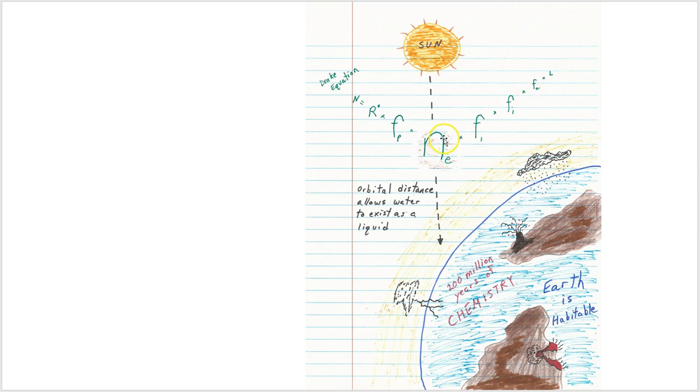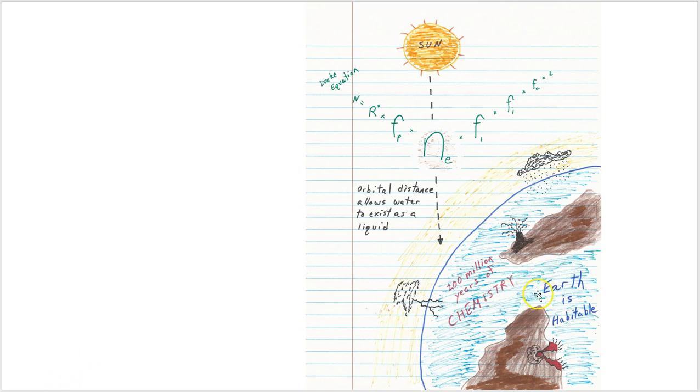We'll focus on the N sub E term, and this is the term, the number of habitable worlds in a solar system. Well, the Earth is habitable because it's at an orbital distance that allows liquid water to exist on the surface. The Earth is massive enough that it can retain its atmosphere, so gravity keeps the atmosphere. So we have a situation here where we have all the ingredients for lots of interesting chemistry to be going on for hundreds of millions of years.